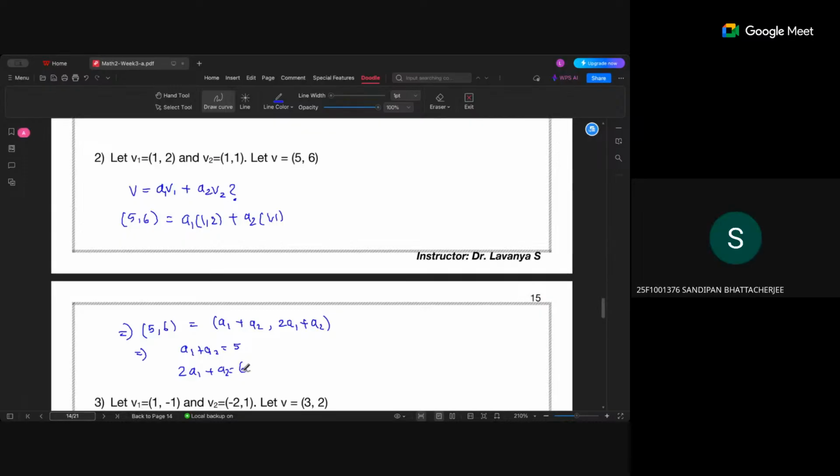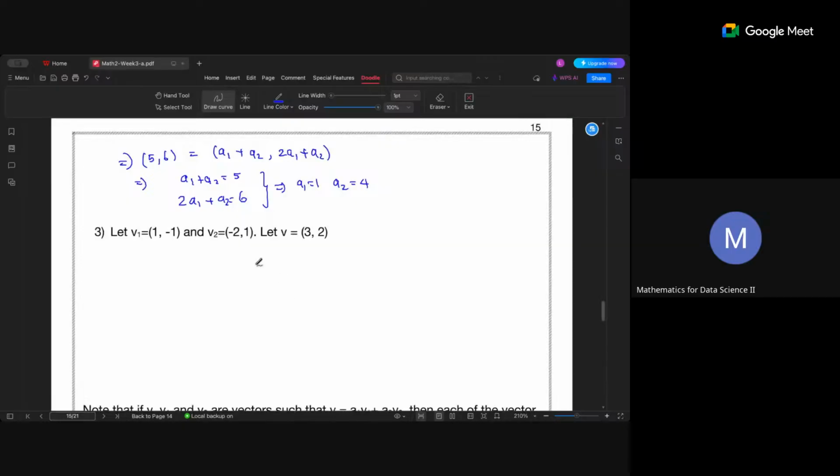So a1 equal to 1 and a2 equal to 4. This first one is fine. 2a1 plus a2, yeah, it's fine, right? So you can see that a1 and a2 are solutions for this, right? Okay. What about this?